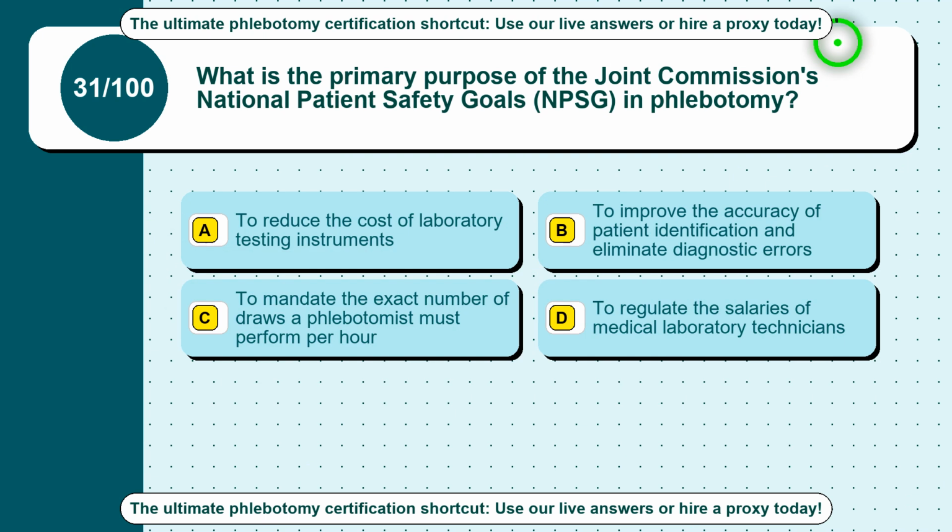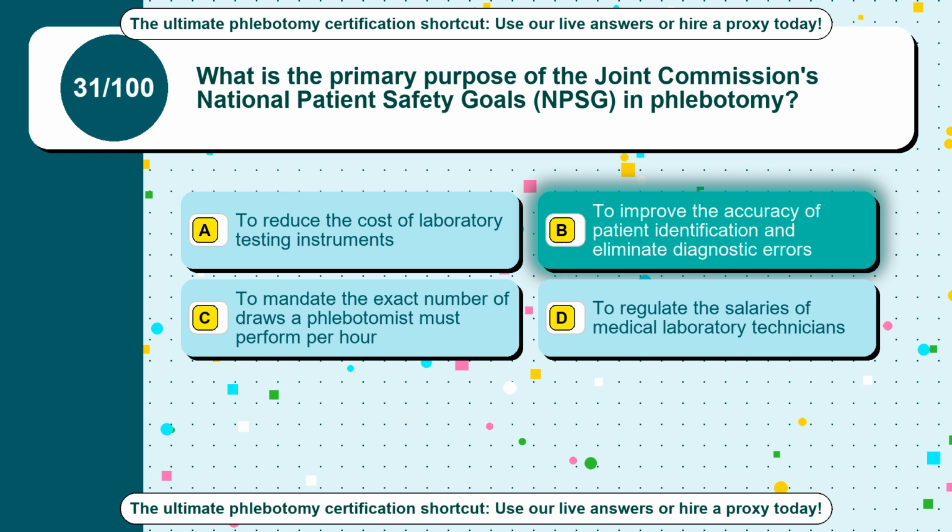Question 31. What is the primary purpose of the Joint Commission's National Patient Safety Goals, NPSG, in phlebotomy? Option A, to reduce the cost of laboratory testing instruments. Option B, to improve the accuracy of patient identification and eliminate diagnostic errors. Option C, to mandate the exact number of draws a phlebotomist must perform per hour. Option D, to regulate the salaries of medical laboratory technicians. The correct answer is option B, to improve the accuracy of patient identification and eliminate diagnostic errors.